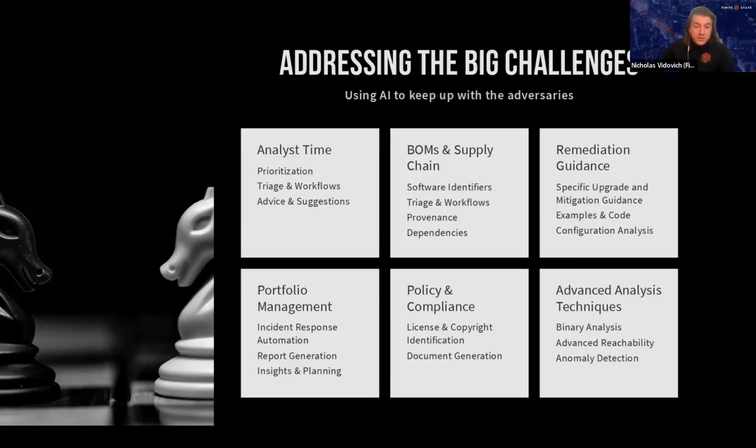Are they changed from the original source, where the software developers who built the thing, was it changed between the time they built it and when I received it? What are the dependencies of the software? Remediation guidance: this gets into what can I do about this vulnerability? And so being able to offer specific upgrades or mitigation guidance, giving developers examples and specific code examples, or analyzing the configuration of the device and understanding the environment that the device actually operates in, can change all of the type of remediation guidance, what you should do about a specific vulnerability.